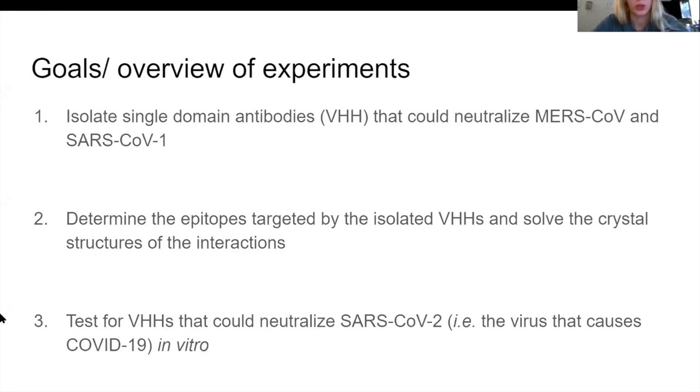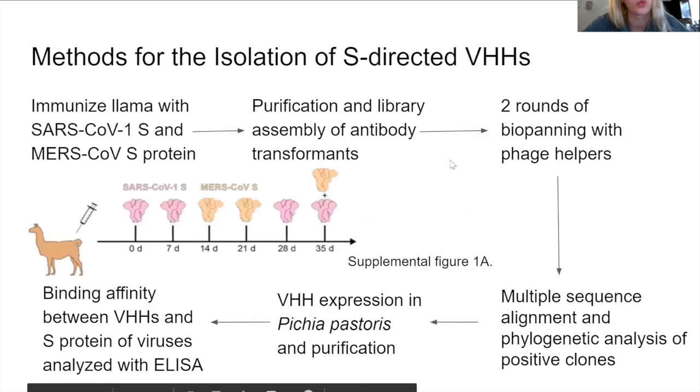So this begins with the serial immunization of SARS-CoV-1 S and MERS-CoV S proteins in a single llama. From there, they purified and assembled a library of antibodies, and after 2 rounds of biopanning with phage helpers, they were able to select for positive clones. Those clones were then sent through multiple sequence alignment and a phylogenetic analysis, and that's where they revealed that there were 7 unique antibodies specific to MERS and 5 unique antibodies specific to SARS.